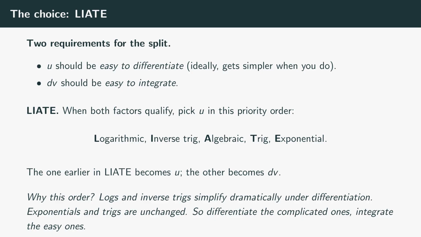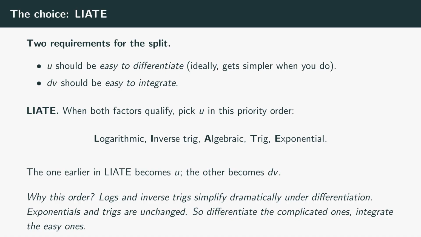So how do you split? 2 requirements. The piece you call u should be easy to differentiate. Ideally, something that gets simpler when you take its derivative. The piece you call dv should be easy to integrate. When both factors qualify, and they often do, there's a mnemonic that picks the right one essentially every time. It's called LIATE, and the letters stand for logarithmic, inverse trig, algebraic, trig, exponential. In an integrand with 2 factors from this list, the factor that comes earlier in LIATE becomes u. The other becomes dv.